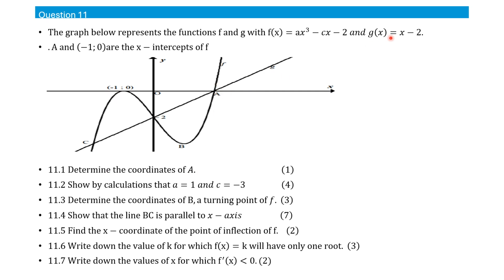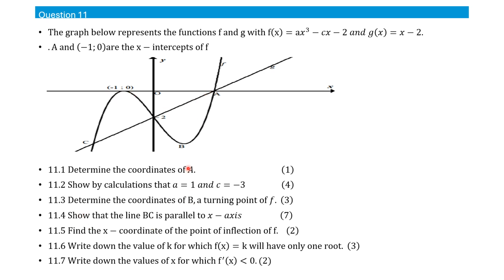A falls on a straight line, so I can use the straight line to get the coordinates of A. I'm helping you for when you pause and attempt to answer the questions. Show by calculations that a equals 1 and c equals minus 3. I assume your teacher has shown you how to find the equation given two x-intercepts. If not, I'll show you in the solution.